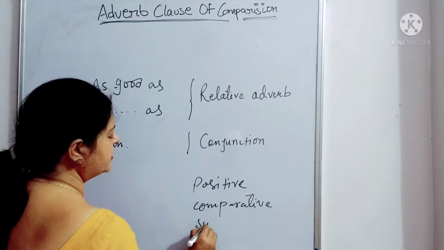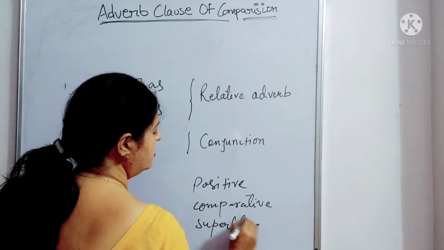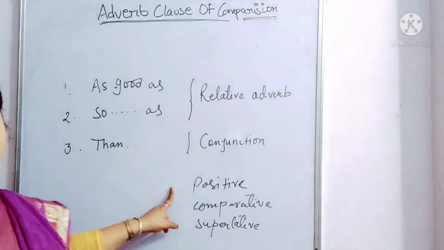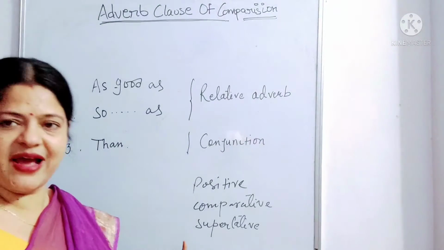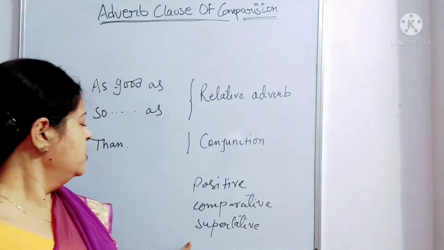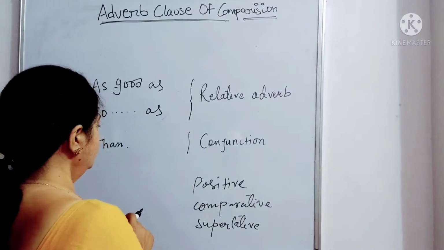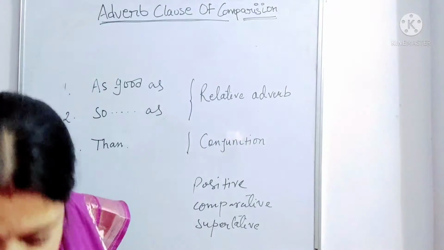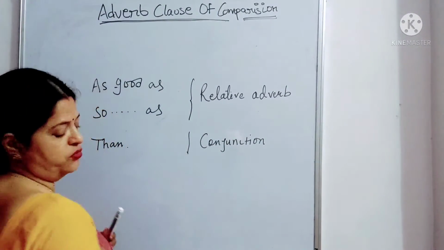And then the third one is the superlative degree. So we know that there are three degrees of comparison: positive, comparative and superlative degree. Okay. So positive degree, it means, when we say, let me write on this side so that it becomes clear to you.